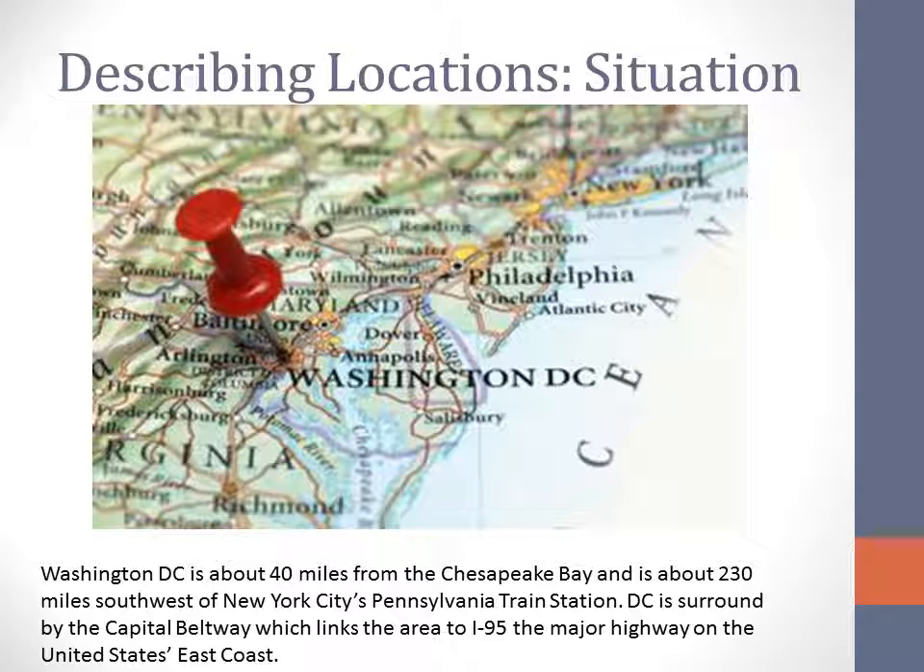The situation here, Washington, D.C. is about 40 miles from the Chesapeake Bay and is about 230 miles southwest of New York City's Pennsylvania train station. D.C. is surrounded by the Capital Beltway, which links the area to I-95, the major highway on the United States East Coast.